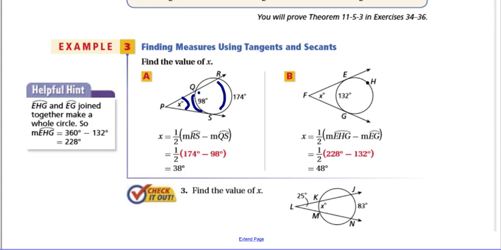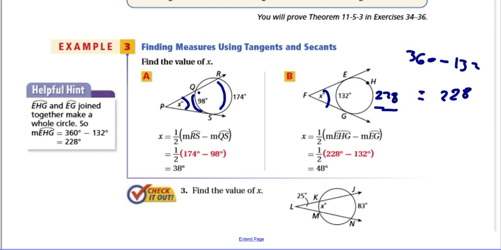B. Measure of x equals half. Pay attention at this point because the whole circle equals 360. The minor arc is 132, so the major arc equals 360 minus 132, which equals 228.